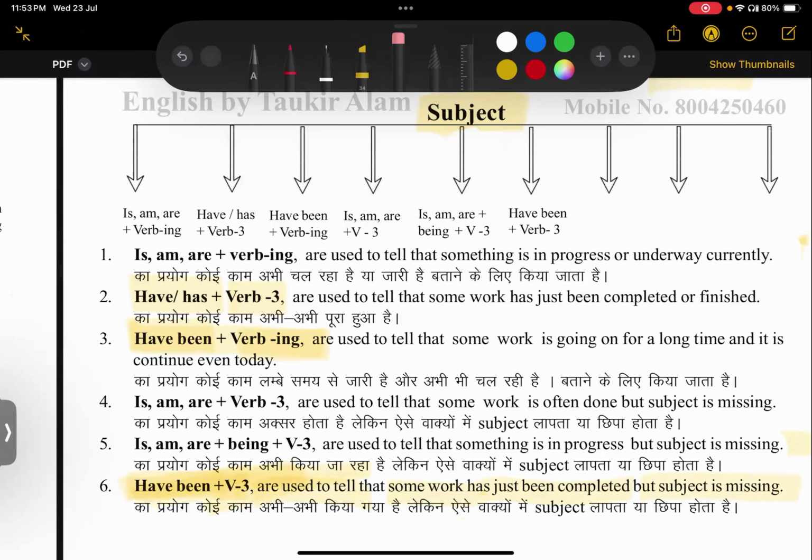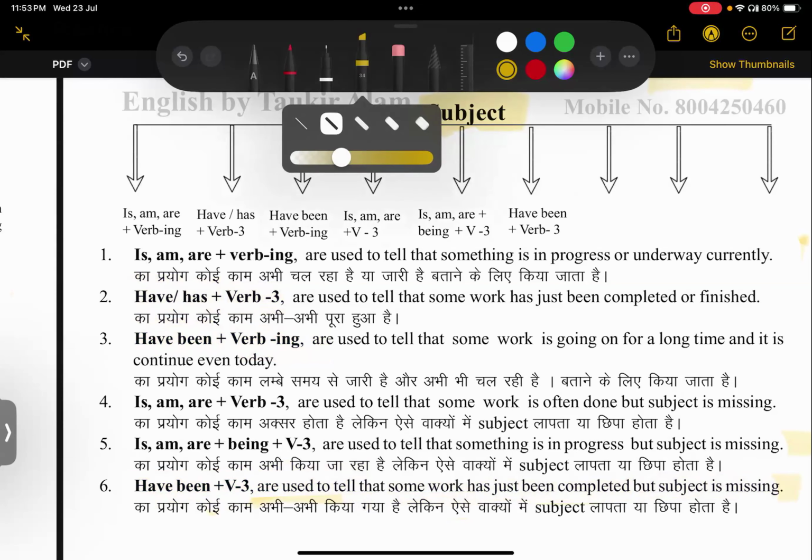Before teaching this structure, I would like to ask you the difference between this structure, have/has plus verb in third form, and have been plus verb in third form. Could you please think about that? What is the difference between the two structures, have/has plus verb in third form, or have been plus verb in third form? If you think, then that will be easier for you to understand the concept.